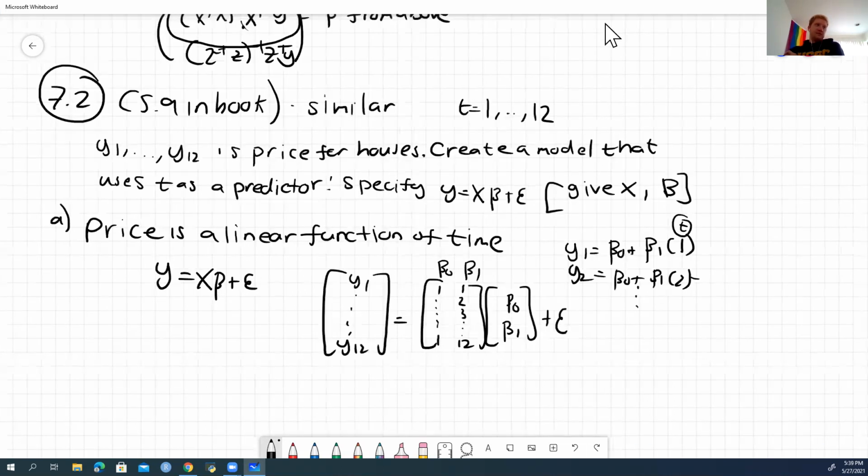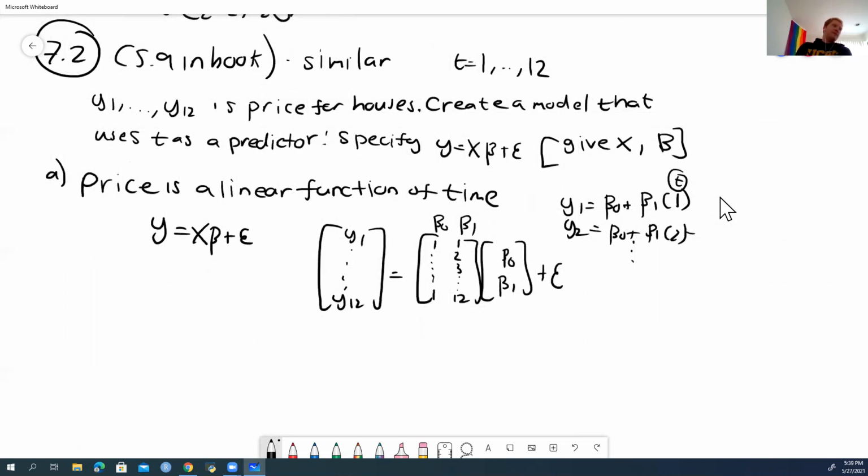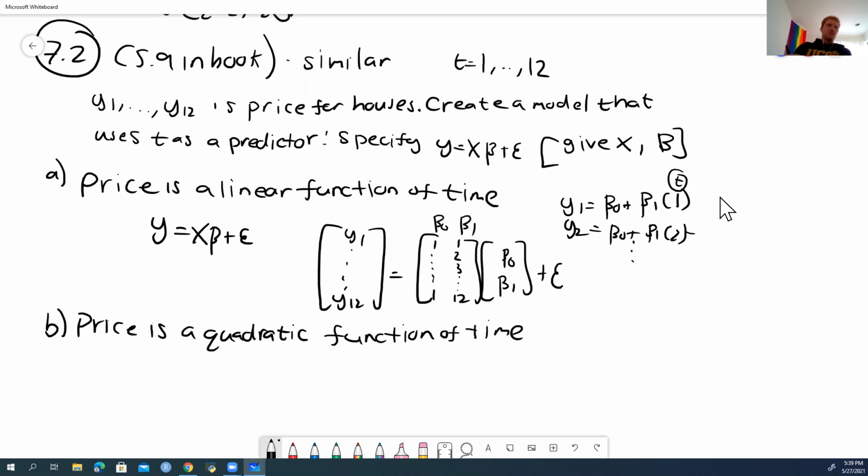So that's a very simple example. And then the other thing you could say is maybe price is a quadratic function of time. So 1 through 12 are just some time periods, right? They don't have to be that specific. I'm just letting them be 1 through 12 to make it a little simpler. So t is going from 1 to 12.